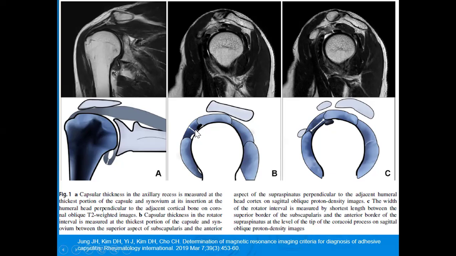This is equally the capsular thickness as well as the rotator interval. The rotator interval is measured as the distance, the thickest portion, present between the supraspinatus anterior fibers and the subscapularis superior fibers. So the thickest portion is being measured. And these three signs, along with the subcoracoid triangle observation, known as the subcoracoid triangle sign, are the characteristic abnormal features of adhesive capsulitis on the MR.